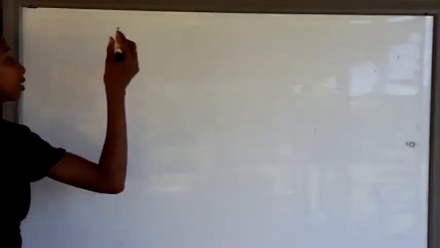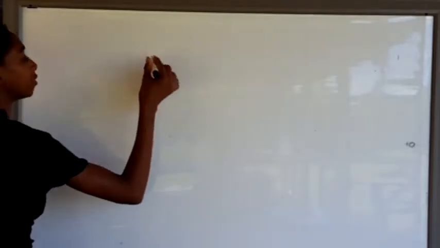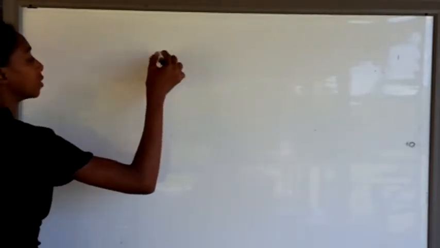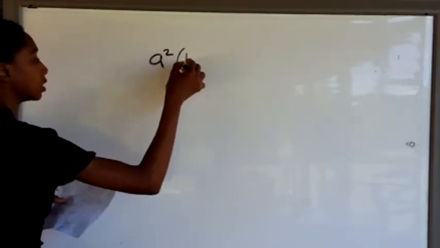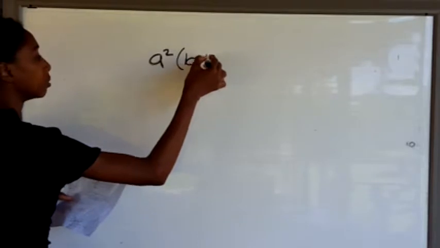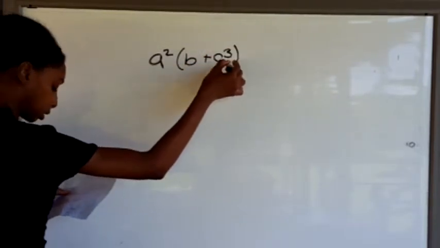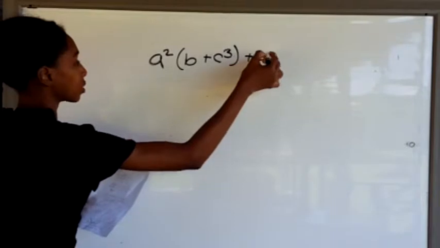Alright, so today we're going to go over some things on simplifying algebraic expressions. We're going to go over a few more things. One of the first things, okay, let's see. Let's say we have a squared times b plus c cubed plus a squared.